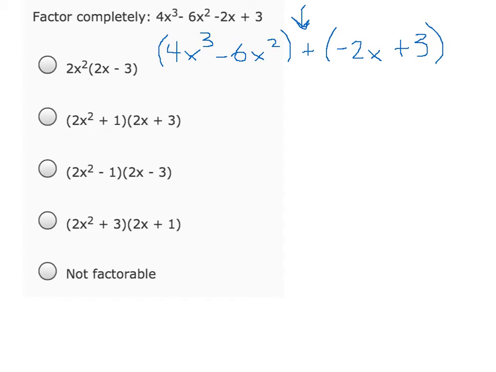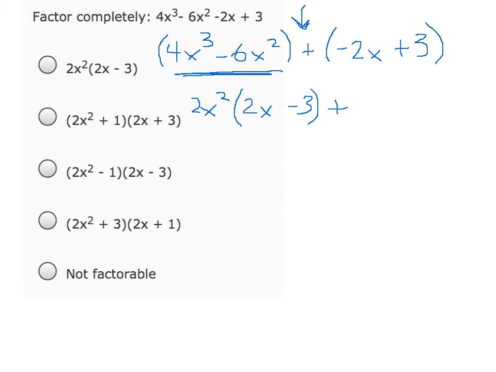So now let's simplify this first grouping. So we notice that both can be divisible by a 2 and by x squared. So we want to pull out a 2x squared. And if we do so, what's left of that first term would be a 2x, and what's left of the second term would be a negative 3.